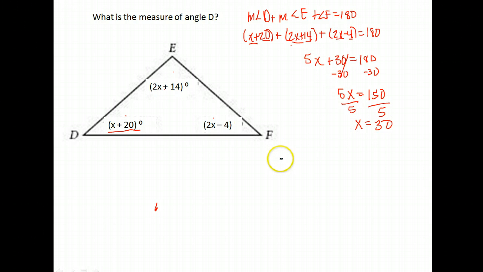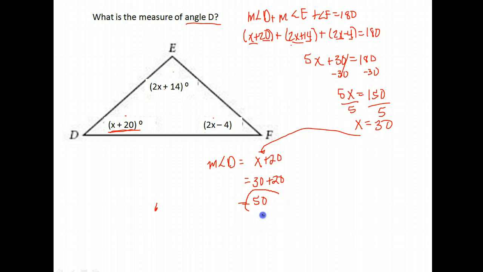Alright, now that we know the value of x, we can come back and solve our problem here. We wanted the measure of angle D. Angle D was equal to x plus 20. We just solved and found out x was 30, so we can substitute that in here for x. So angle D is 30 plus 20, which gives us a sum of 50. So the measure of angle D is 50 degrees.